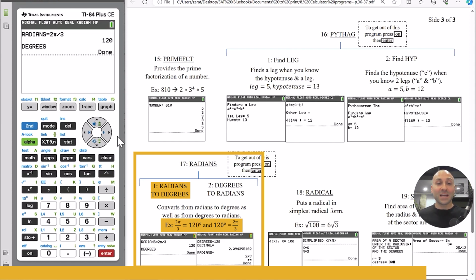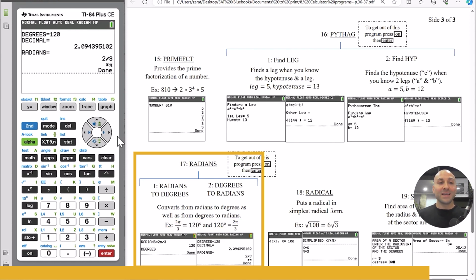That's the equivalent. Now, if we press enter again, just to get back to the program, if instead you wanted to go from degrees to radians, we'll choose the second option. And so if we had 120 degrees, we press enter, and it gives it to us as a decimal, carried out quite a bit, and then also the exact value. Notice the pi is over here, so it's 2 pi over 3.